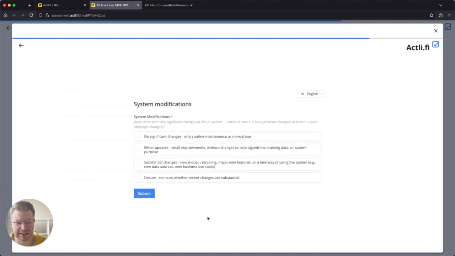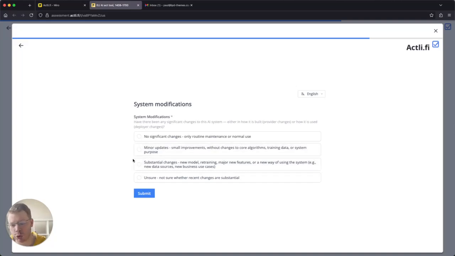And in this next and last step, we have to select system modification. If your system has significant changes, for the provider it counts since the moment they built this system, for the deployer, since the moment they started using this system. So if you're a deployer using an AI system, and since you started using it you haven't had any changes, select this one. If you had some minor changes you're not even aware of, select this one.